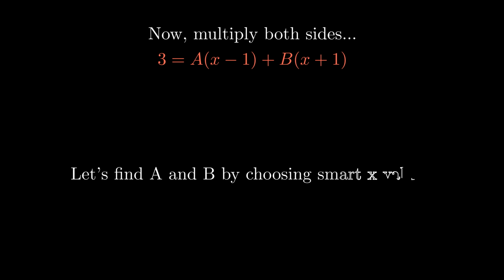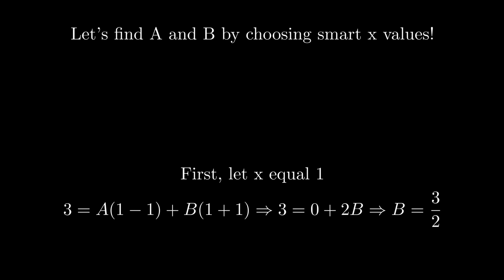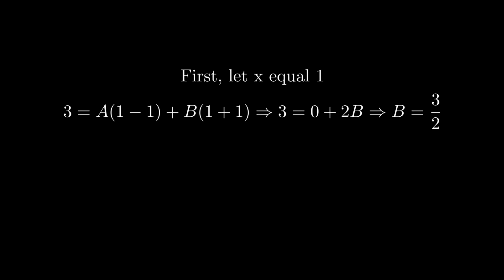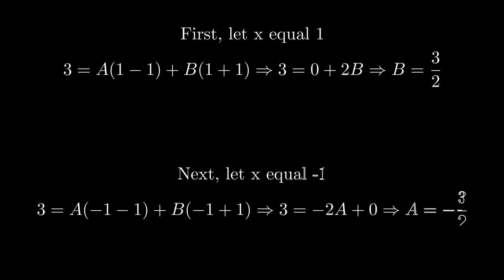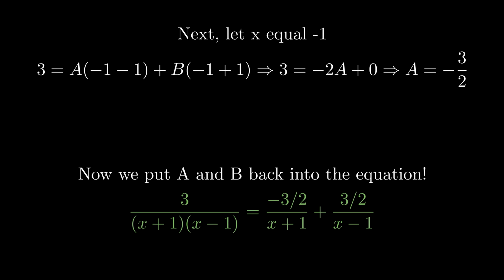Let's find a and b by choosing smart x values. First, let x equal 1. Next, let x equal -1. Now we put a and b back into the equation.